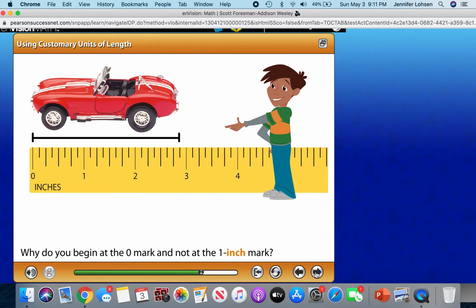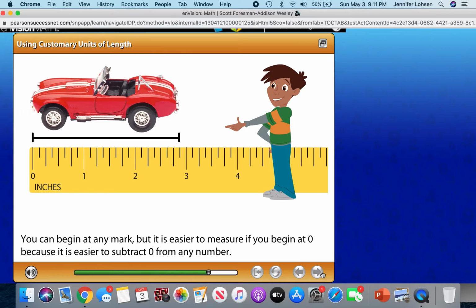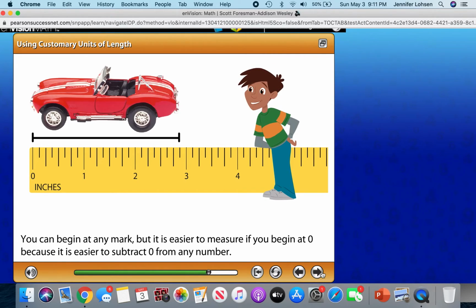Why do you begin at the 0 mark and not at the 1 inch mark? Now, we talked about this just a moment ago, but it is super important. We're beginning at the 0 mark and not at the 1 inch mark because it's easier for us to start measuring from 0. We could technically line up our ruler at 1 or 2 or 3 or 4, but then we would have to do subtraction to figure out how many inches it actually is. So it's always best to start right at that 0. You can begin at any mark, but it is easier to measure if you begin at 0 because it is easier to subtract 0 from any number.